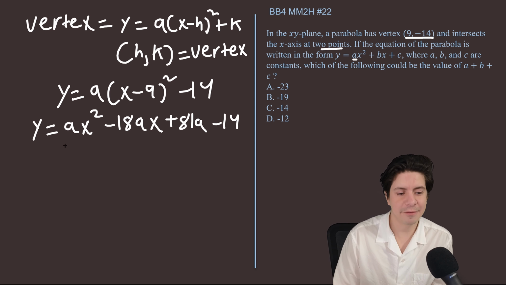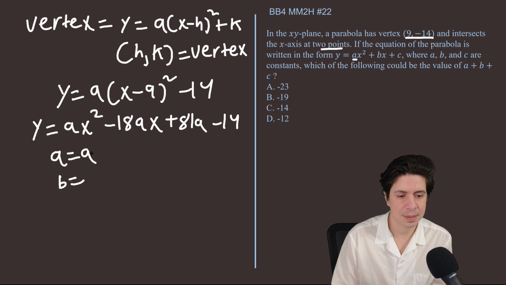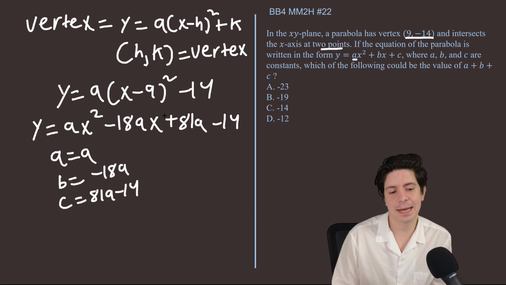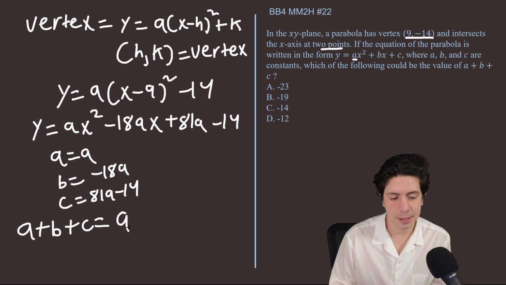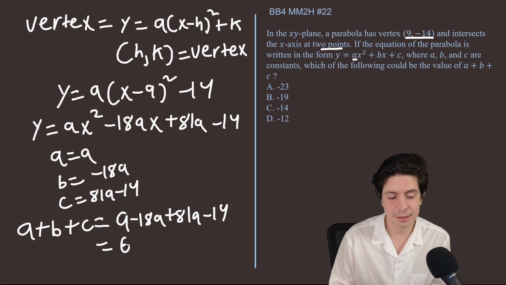Okay, so now our a value here is a. Our b value is negative 18a. And our c value is 81a minus 14. Let's add them all together to get a plus b plus c. So we're going to get a minus 18a plus 81a minus 14. That's going to give us 64a minus 14.